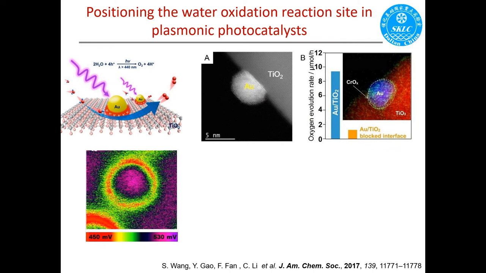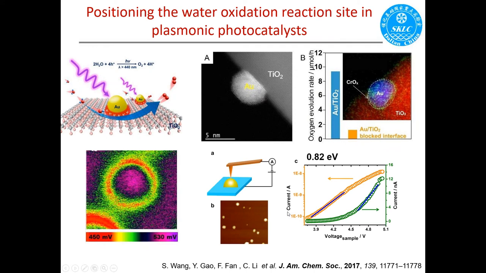If you use a Kelvin probe microscope, you can clearly see the cylinder rings along the border of the gold and titanium oxide. You can use conductive AFM to measure that the reason why you see this cylinder ring is that it forms a Schottky barrier of about 0.82 eV. So that's a barrier. It's a change of the band bending due to the formation of a Schottky barrier.